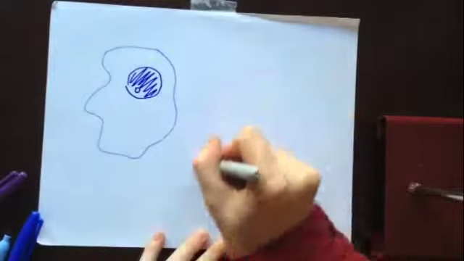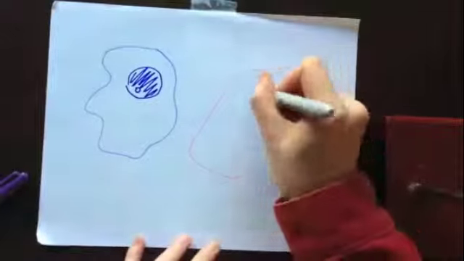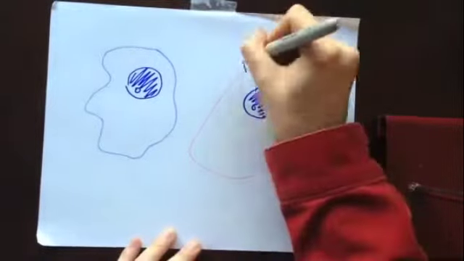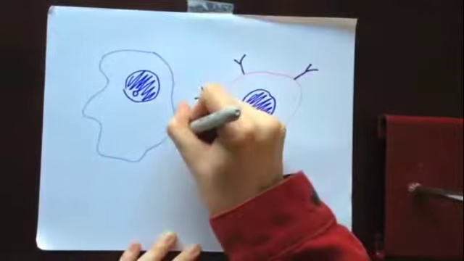Next, the process splits into two paths. One involves the B cells, and the other involves the cytotoxic T cells.